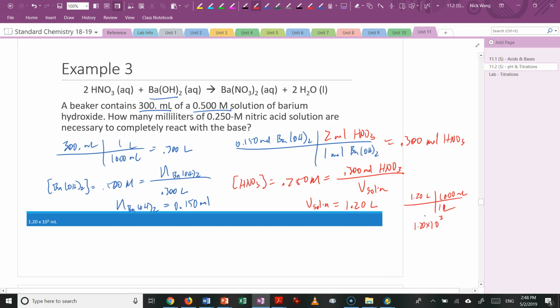Let's try that again. The answer is 1.20 times 10 to the third milliliters. We cannot leave this in decimal form. All right, so that about does it.